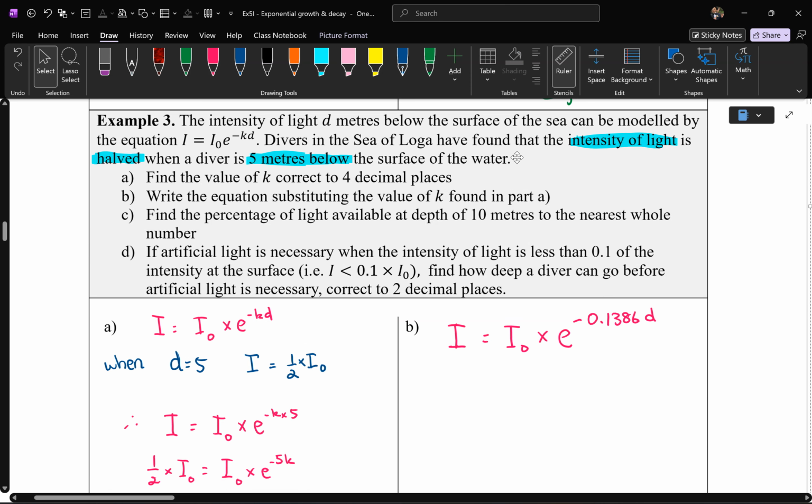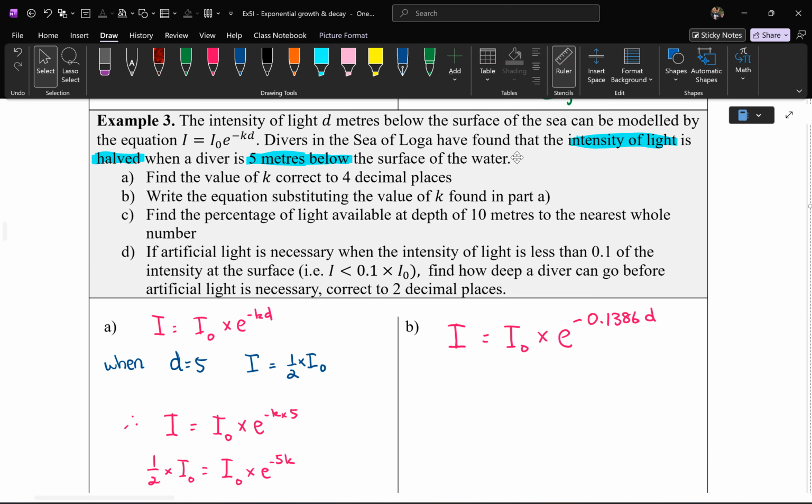It's the intensity of light. We've got I for intensity, how strong the light is, d meters below the surface of the sea. The nice thing is they've given the model. Mr. Bagier has the model there ready for us. One of the key words was the intensity of light is halved. Wherever you start off, it's halved when a diver is 5 meters below. So I start off with the model that was given. When d equals 5, it should be half of what you started off with. So putting it in, I, the intensity, is half of the original, equal to the original times e to the power of, and d is equal to 5, so it becomes 5k.